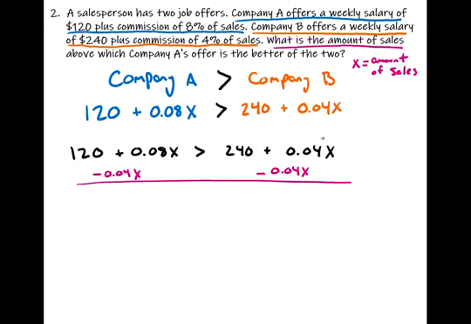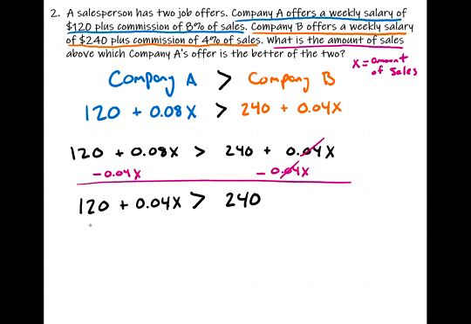So the positive and the negative will cancel on the right-hand side. So on the right, we're left with just the 240. And on the left, we still have that 120. And the 0.08X minus a 0.04X will give us an overall plus 0.04 X's. Okay, we're getting close to isolating the X. Now we've got all the X's on the left. Let's move all the numbers to the right.